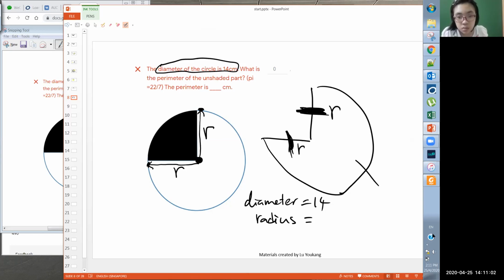We just talked about 7. Yes. So that means this one is 7. This one is 7. So that means you already found this one and this one. So what is left for you to find out? The curve. Yes, very good. So your job now is to find out what is the value of this curve.